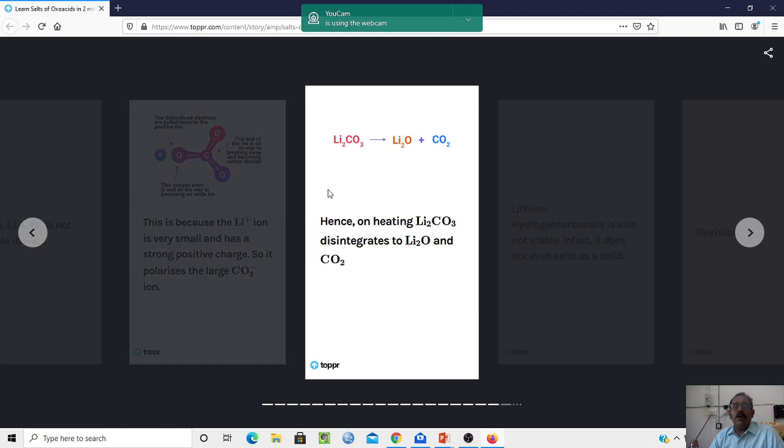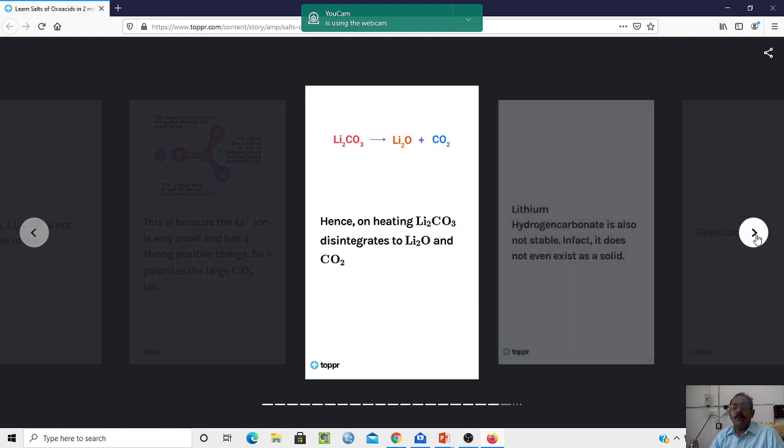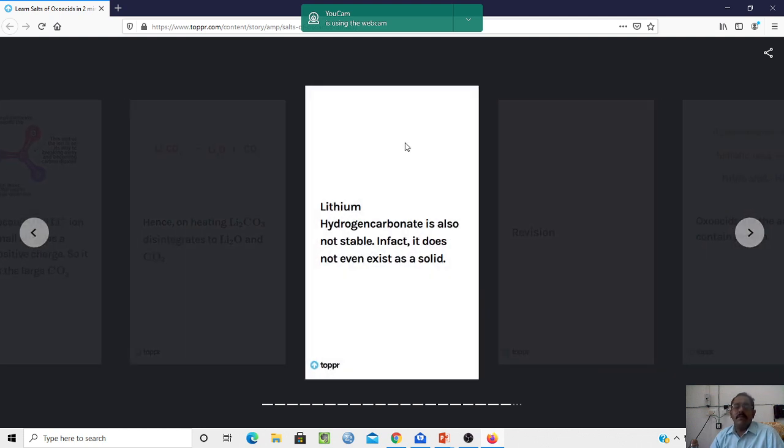The remaining alkali metal carbonates are all stable. Lithium hydrogen carbonate is not stable. In fact, it does not even exist as a solid. So one lithium metal is there, and another will be a hydrogen: lithium hydrogen carbonate, LiHCO3.